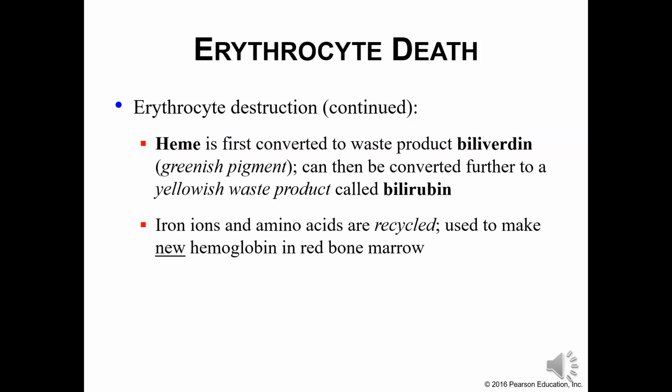You'll see that greenish pigment as a translucent pigment in the skin. And then it can be further converted to a yellowish waste product referred to as bilirubin. Bilirubin, of course, when it gets into the blood, can cause a condition referred to as jaundice. And when it occurs in the eyes and the conjunctival membranes, that's called icterus. The iron ions and the amino acids are then also salvaged and recycled, and they're used to form new hemoglobin in the red marrow. Remember, nothing is wasted once that red blood cell is broken down.